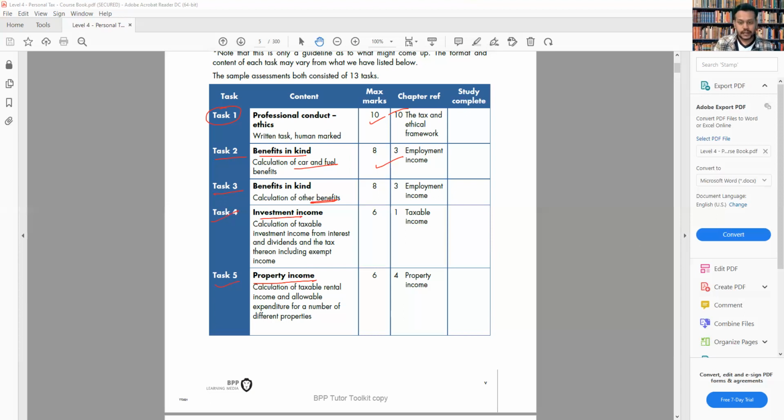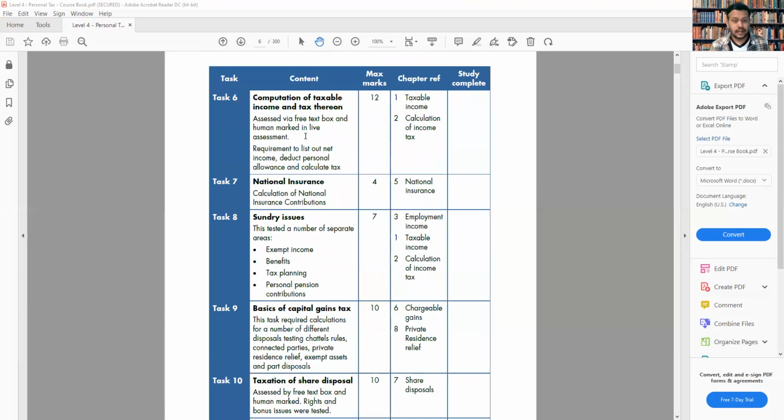Then we'll move to the next one, task 6. Question number 6 will give you computation of taxable income and the tax theorem. This is one of the very important learning areas. So how does an individual pay tax? For example, if someone has employment income, property income, and dividend income, what will be the tax? How does the personal allowance have an implication on the overall income? All of this we're going to see from task number 6.